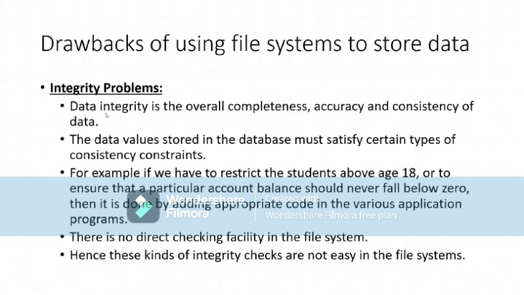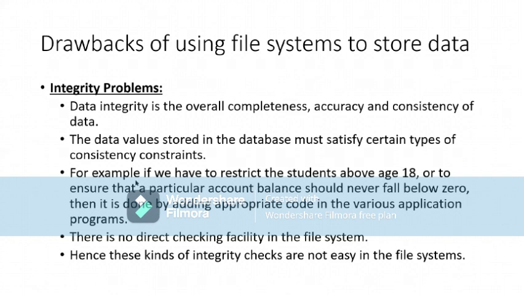Okay, so integrity was a problem with this file system, because data is stored at different places and we cannot update it easily. Maybe we try to update, but as the data grows, the management will be very difficult, and at some places definitely we can forget to update. So that is one problem. The data values stored in the database must satisfy certain types of consistency constraints.